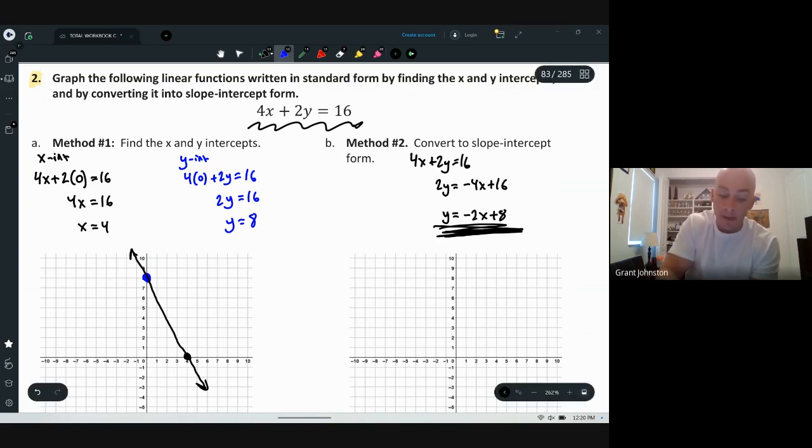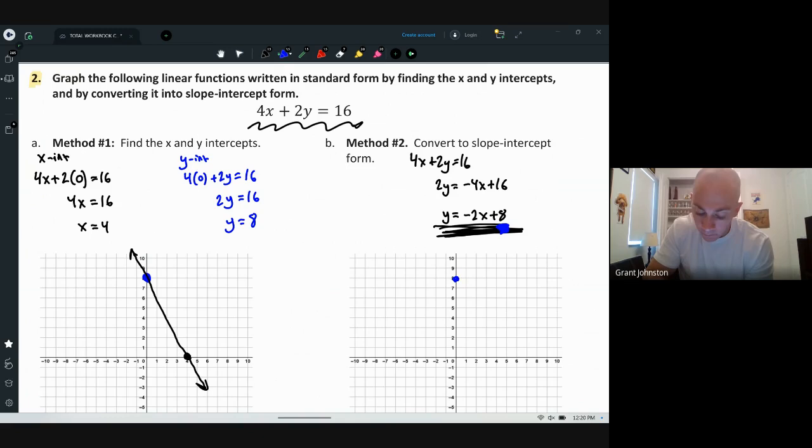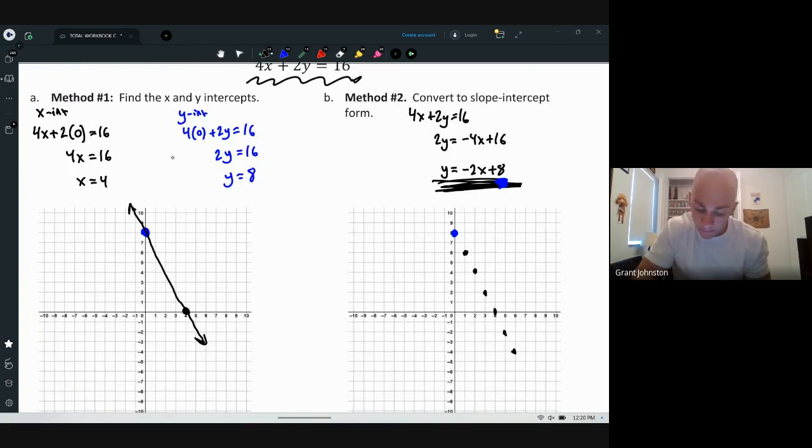So the y-intercept is 8, right? Our y-intercept is 8. And our slope is negative 2, so negative 2 over 1. So I'm going to go down 2 to the right 1. And yeah. There's the line.